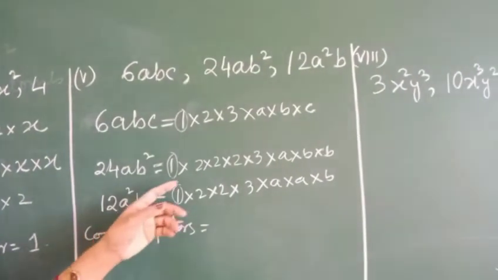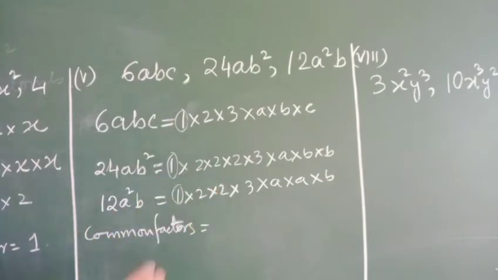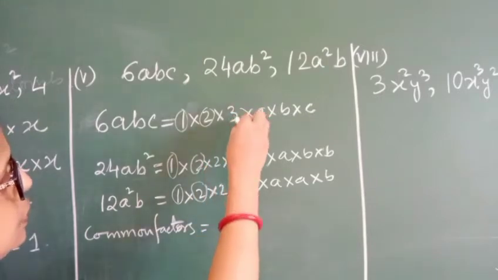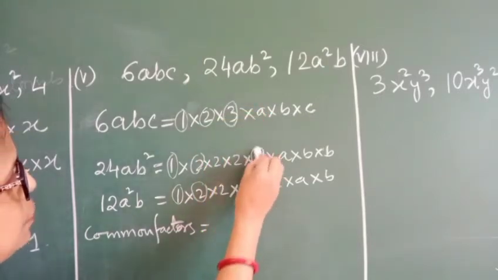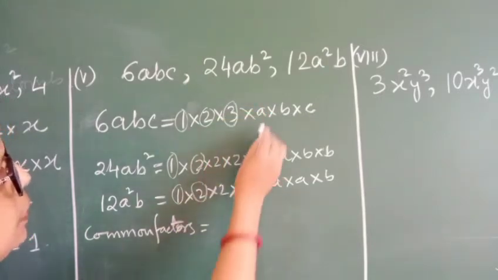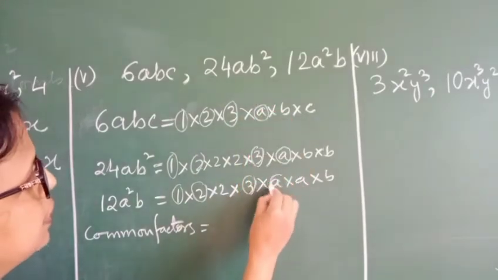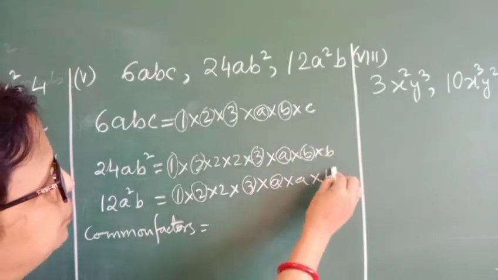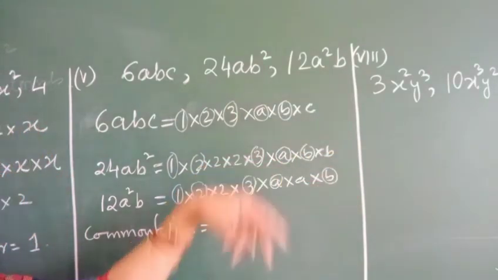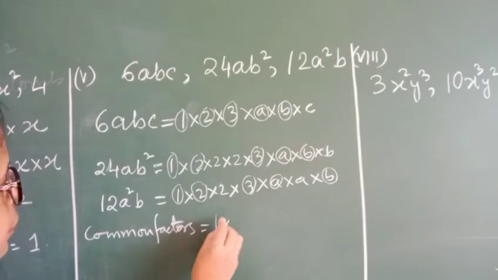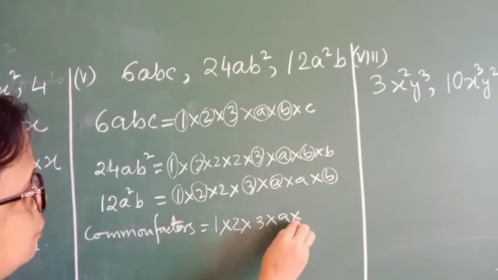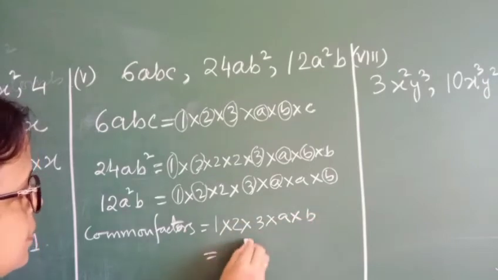So here also I am taking 1, then 2, then 3 is here, everywhere I can see 3, so I can take 3 as common. 1 a I can take, and b also, 1 b I can take from everywhere. So these are the common factors. So what are the common factors? 2 into 3 into a into b. That means 6ab.